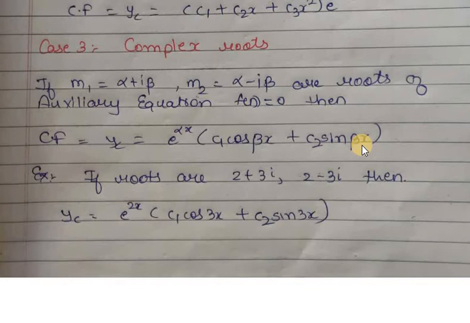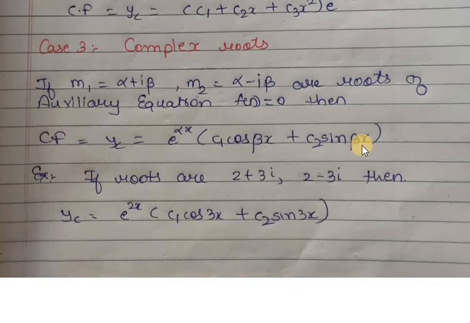So here first of all we will have to find out f of D. For that, comparing the given equation with f of D into y equal to 0, therefore f of D will be D square plus 4. So the auxiliary equation is given by f of D equal to 0, that means D square plus 4 equal to 0. Therefore D square will be minus 4, and minus 4 can be written as 4i square because i square is minus 1. Therefore D square is equal to 4i square. Therefore D will be plus or minus 2i.